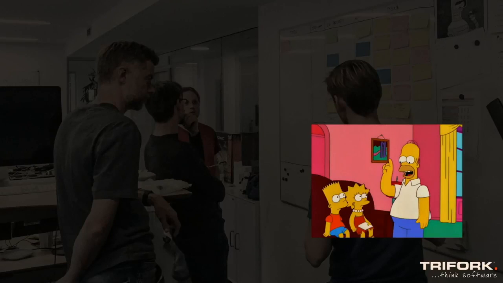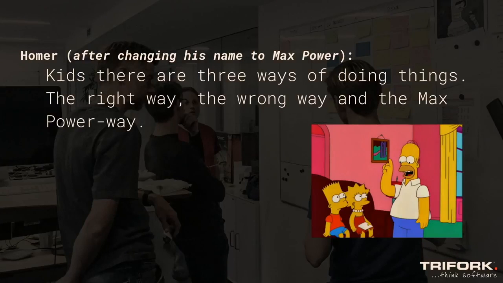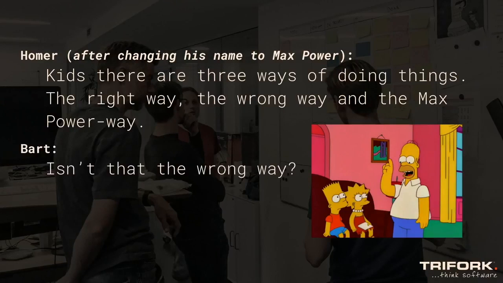So he says, kids, there are 3 ways of doing things: the right way, the wrong way, and the Max Power way. Okay, cool. So Bart asks, isn't that the wrong way? And Homer says, yes, but faster. So let's talk about ways to make this change.